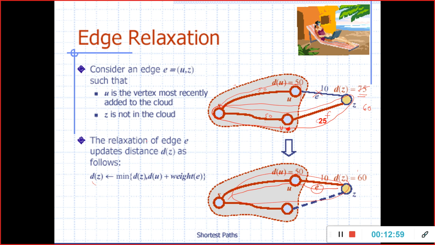This is what we call the relaxation of HE. Okay, when you update, you relax. Relaxation. Just understand the relaxation when you discover a new, better, shorter route. This is what we call the relaxation in Dijkstra's algorithm.